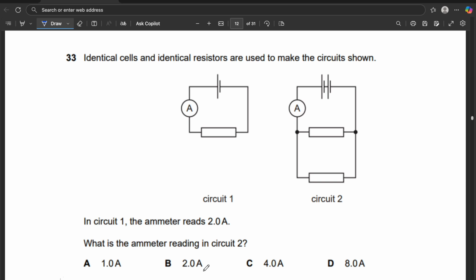33. Identical cells and identical resistors are used to make the circuits shown. In circuit 1, the ammeter reads 2 amperes. What is the ammeter reading in circuit 2?